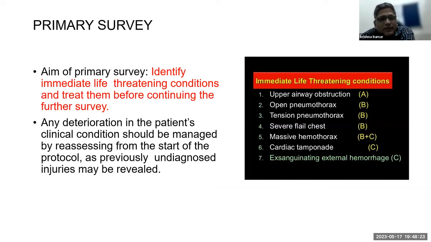The aim is to identify all the immediate life-threatening conditions in the primary survey and treat them before continuing any further. The immediate life-threatening conditions are upper airway obstruction, open pneumothorax, tension pneumothorax, severe flail chest, massive hemothorax, cardiac tamponade, and an exsanguinating external hemorrhage. Any deterioration in the patient's clinical condition should be managed by reassessing from the start of the protocol. This is basically so as not to miss any important findings in the patient.